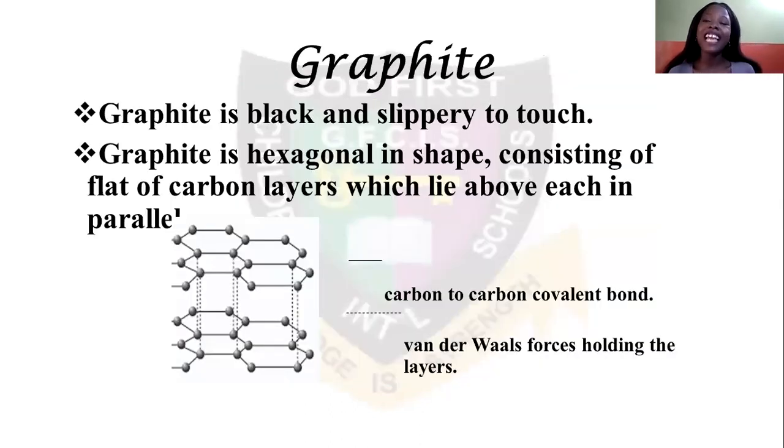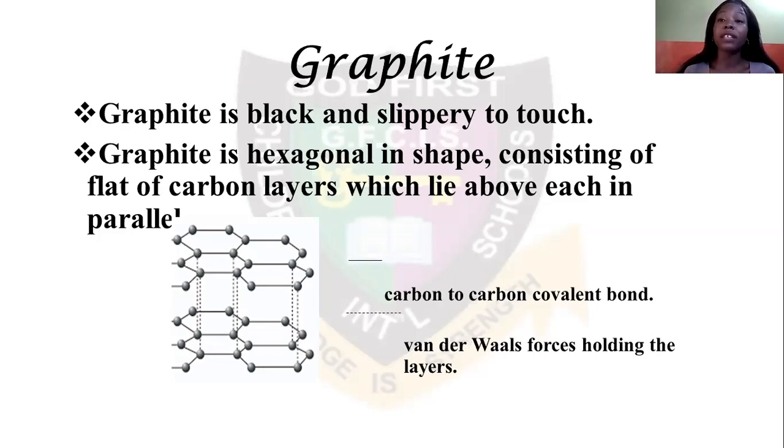So now the next thing we are looking at is graphite. Graphite is black and slippery to touch. It's a black solid. Compared to diamond, which is transparent and very hard. In fact, the only substance that can break diamond is diamond itself. So diamond is only used to cut diamond. Other things will be broken by diamond. So diamond is the first crystalline form.